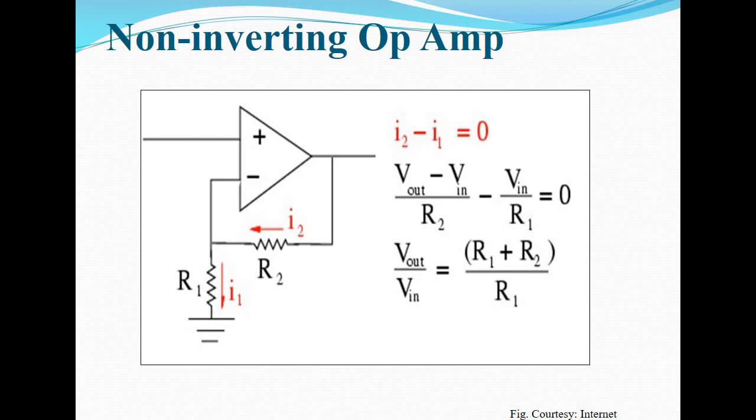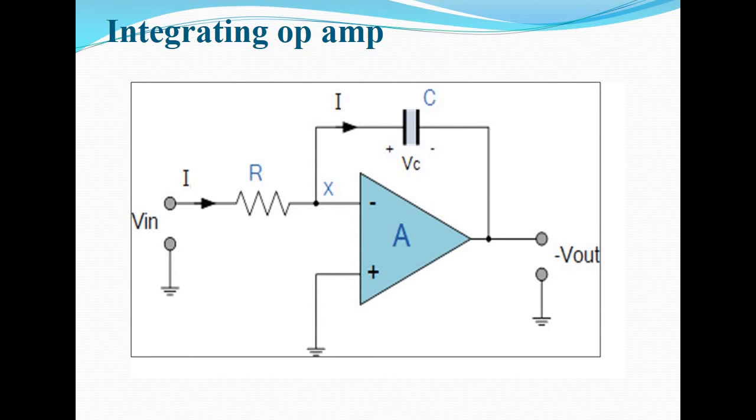Then next we have seen the non-inverting operational amplifier. This is the third type. And the next, fourth type we are going to see, that is the integrating operational amplifier. So this is the construction of the integrating operational amplifier. So there is a feedback capacitor attached here.